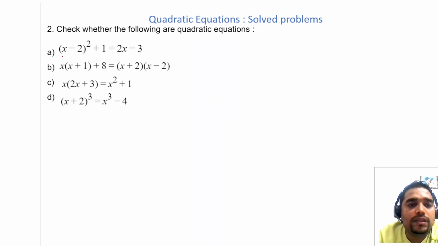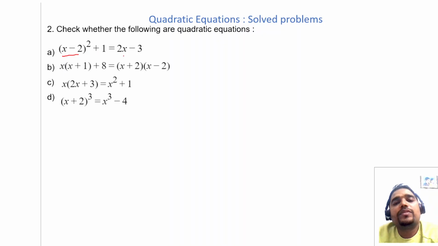The first problem in this section is (x minus 2) whole square plus 1 equals 2x minus 3. We have to check whether the following equations are quadratic equations or not. There are 4 sub-questions in this: A, B, C and D. Now we will see them one by one. Let's move ahead to the first question.